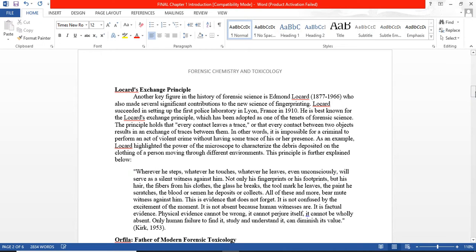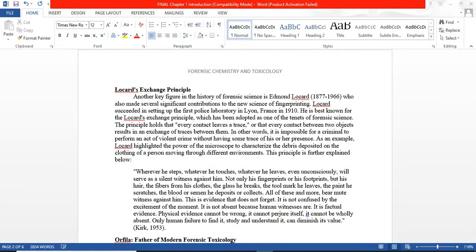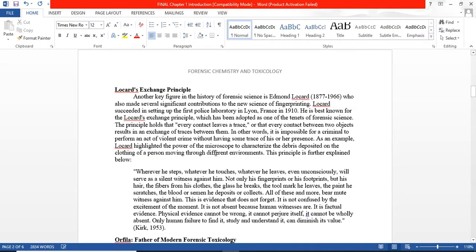In other words, it is impossible for a criminal to perform an act of violent crime without leaving some trace of his or her presence, or some debris. Locard highlighted the power of the microscope to characterize the debris deposited on the clothing of a person moving through different environments. This principle is further explained below.